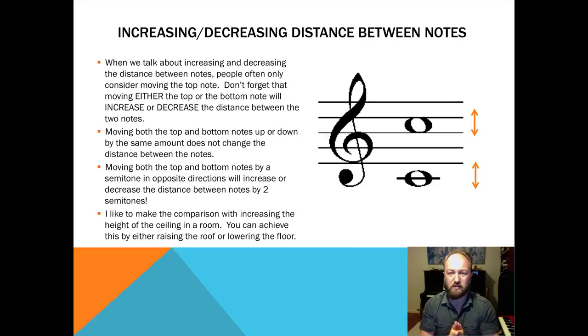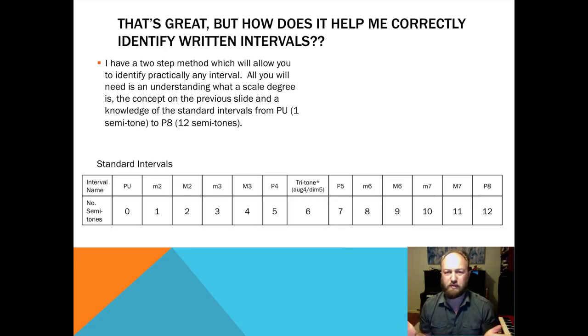I often like to use the analogy of, if you're looking at a room and you want to make high ceilings in this particular room, you've got two options. You can either raise the roof to get that added height, or you can actually lower the floor to get the same effect. If you're to do both, you're actually really increasing the height of the ceiling. And similar thing in terms of intervals and the relationship between the top and the bottom note. So just keep that in mind as we keep going. So great, but how does that really help?